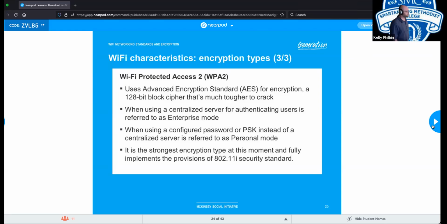As of 5 years ago, it was the strongest encryption type we had and needed to be fully implemented. The only problem is not every device is WPA2 capable. So if you're going to be using it on your network, it may block certain devices from being used just because they are not able to use that standard. So you may have to downgrade your security to WPA1, or hopefully not as low as WEP.